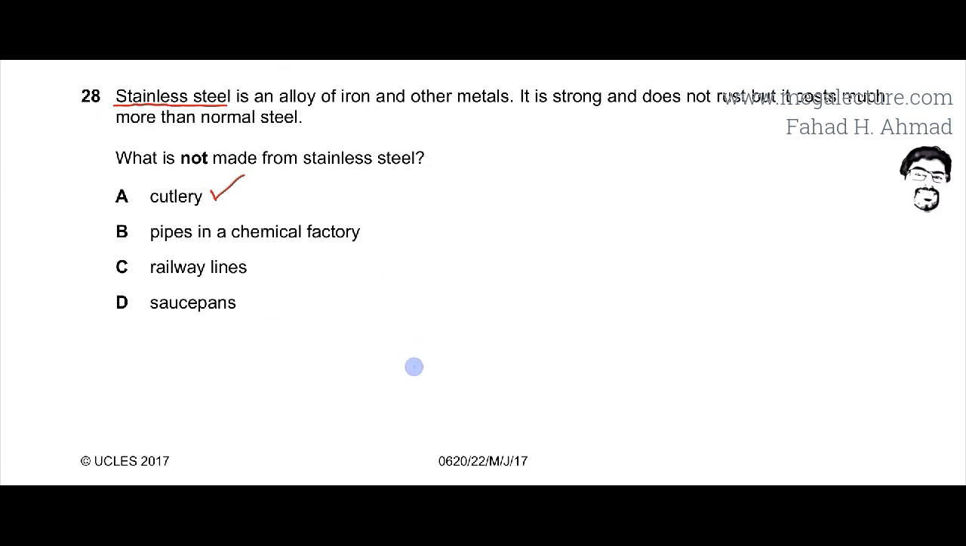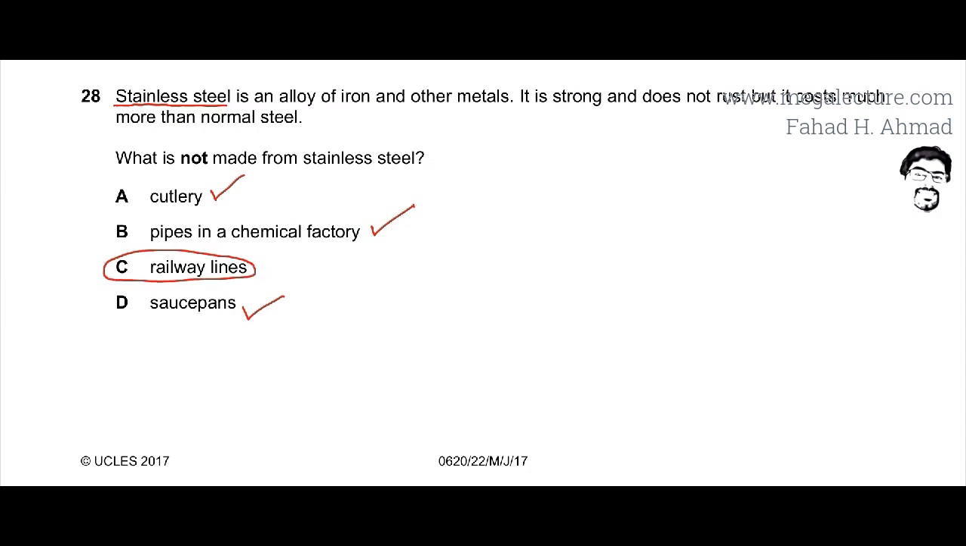So what do you not make from stainless steel? Pipes in a chemical factory, you don't want those pipes to rust or react. It does not rust, it doesn't react, so you're going to make them with stainless steel. Saucepans, your food containers, because you're heating them and cooking food in them, you don't want them to react or burn or rust. So what is not made? Railway lines are not made using stainless steel. They're made from steel, not stainless steel.